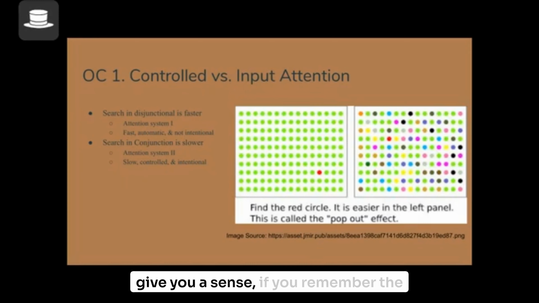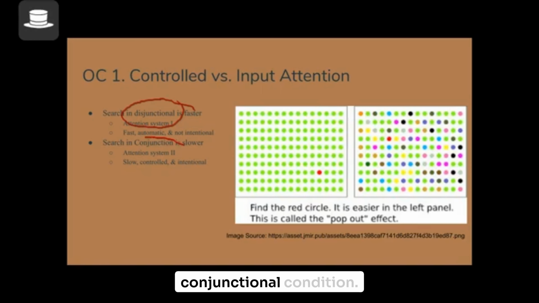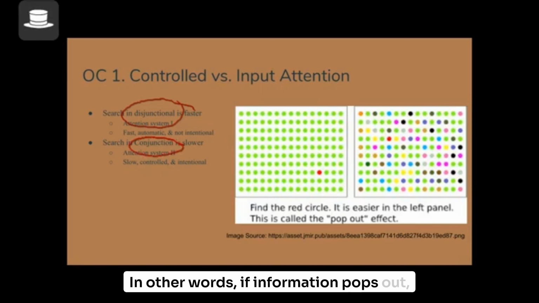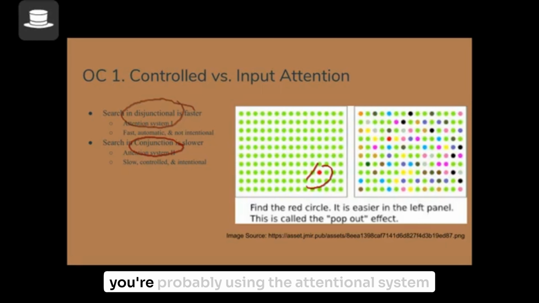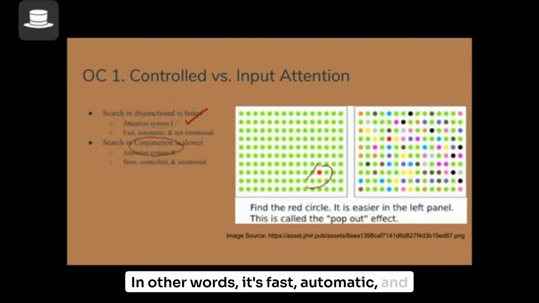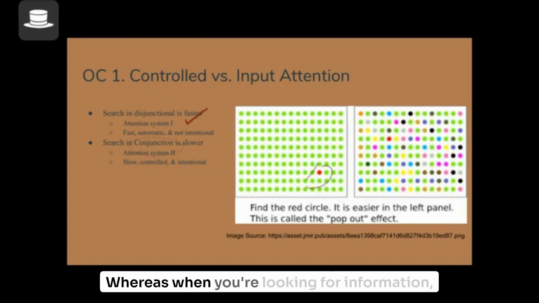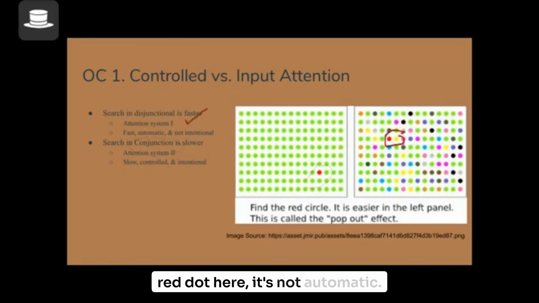Just to give you a sense, if you remember Treisman's experiments on visual search, we said that it's easier to search for information in the disjunctive condition than the conjunctive condition. In other words, if information pops out, we're probably using attention system 1. In other words, it's fast, automatic, and not intentional. Whereas when you're looking for a red dot here, it's not automatic, it's not popping up. It's actually taking attention system 2 into account. It's slow, controlled, and intentional.